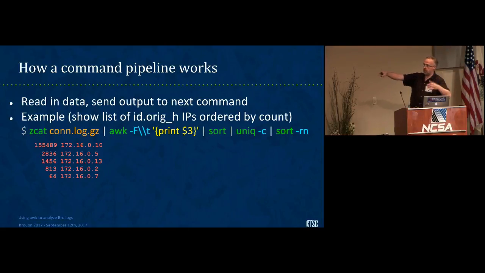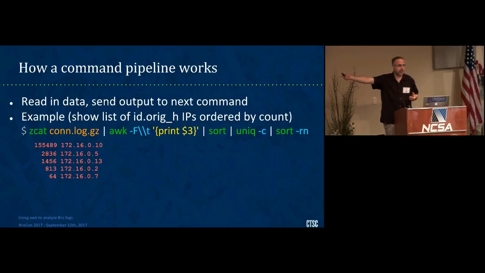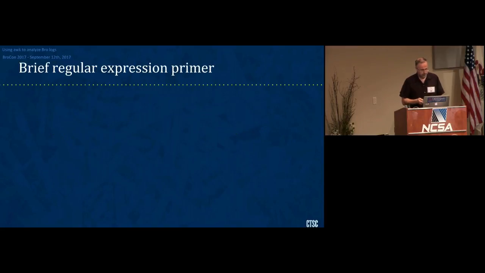You have a series of these vertical pipes. Send it into sort, so you sort the IPs, you get the unique count of IPs, and then you sort that list, and you get a top list of IP addresses that have connected to you over time.